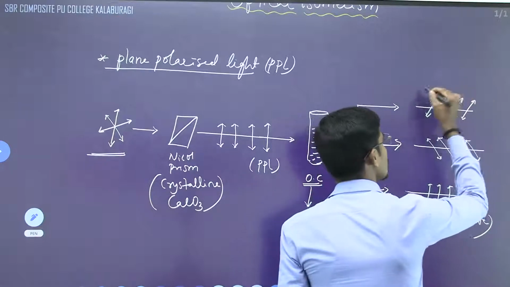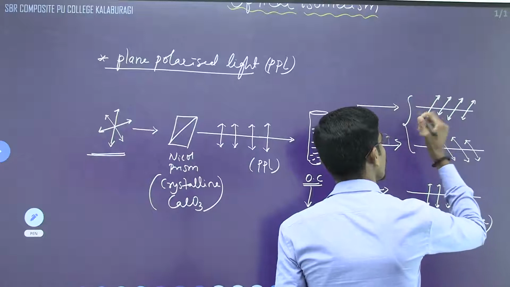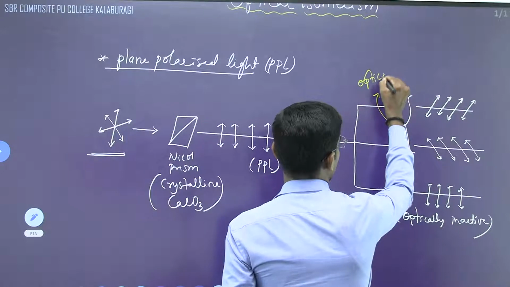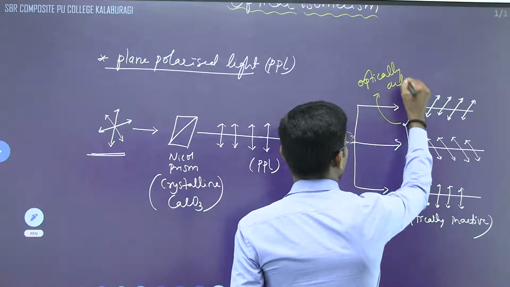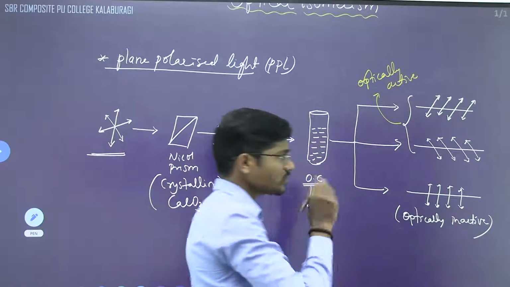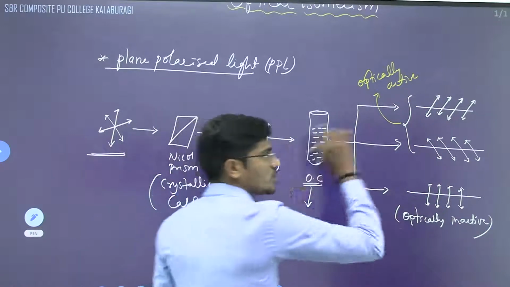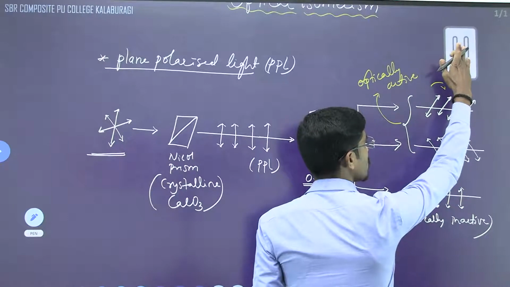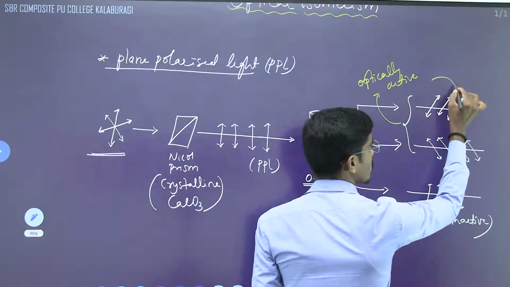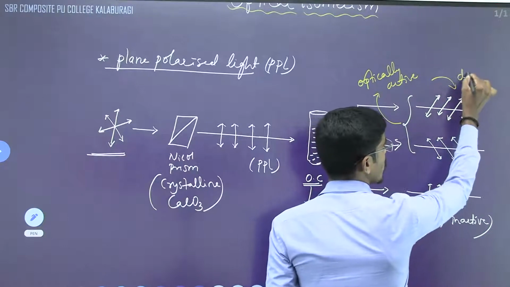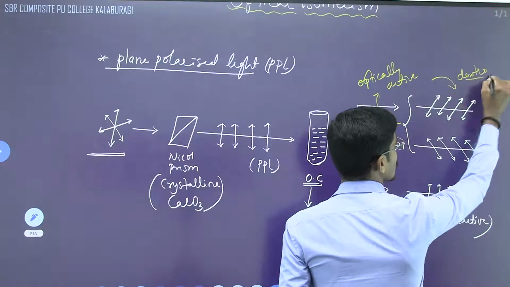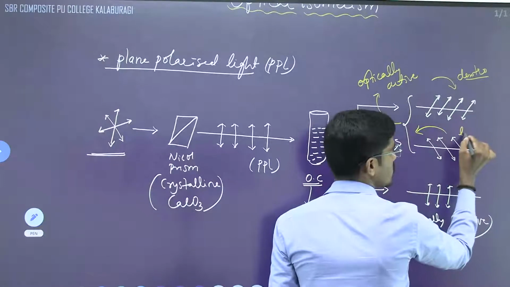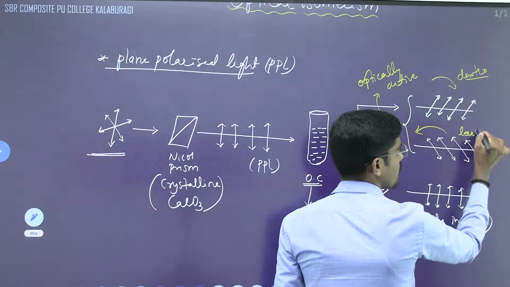Whereas in these two cases, we can say that these are optically active compounds. And in this, if the light is rotated towards the right direction, then it is said to be dextrorotatory. If the light is rotated towards the left side, then it is said to be levorotatory.